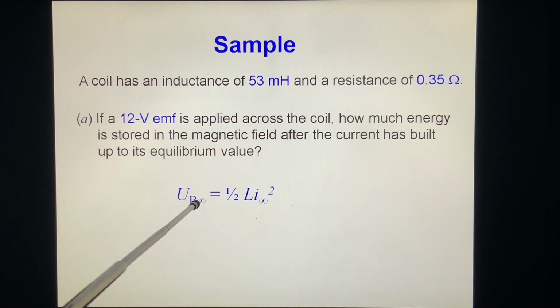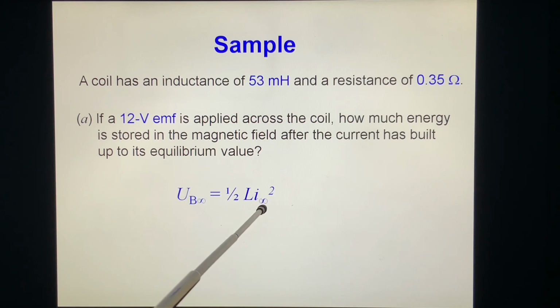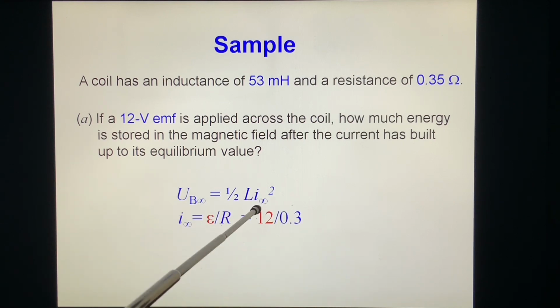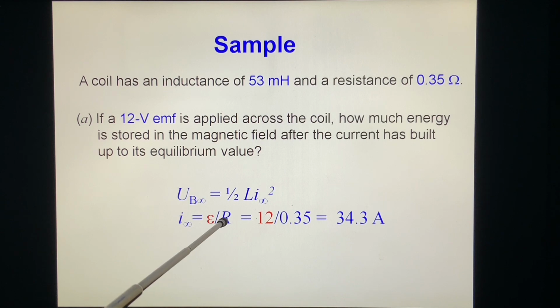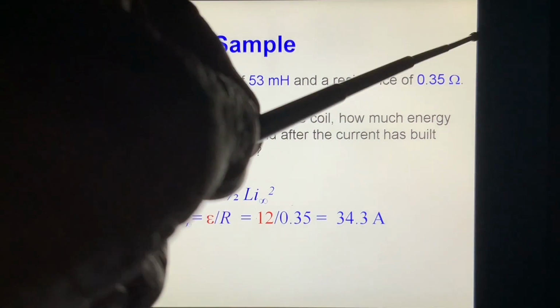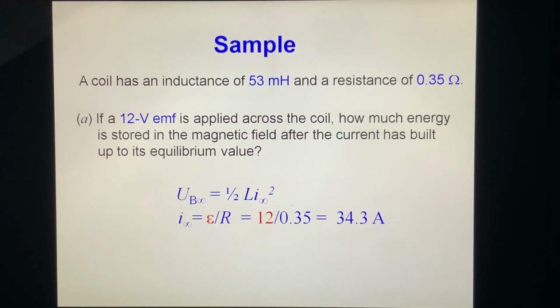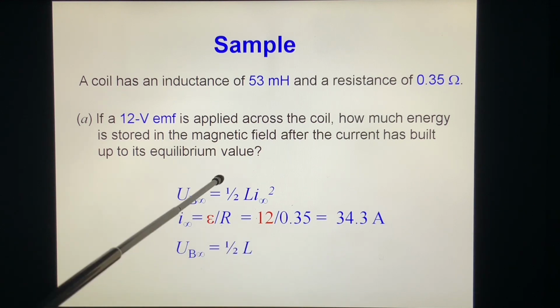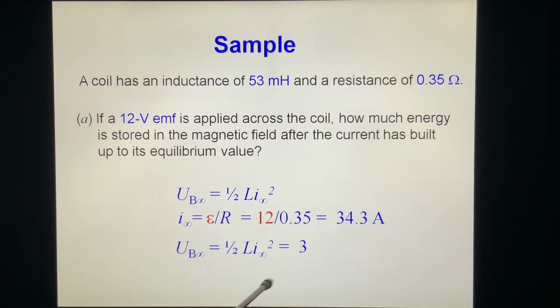At time equal to infinity, this is the final equilibrium current, and we know this final current equals epsilon over R. This is 12 volts over 0.35 ohm, 34.8 amperes. Now we see how much energy is stored. We put it inside: this is half L I squared, and this is 31 joules.